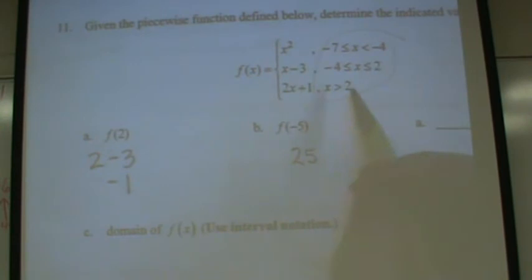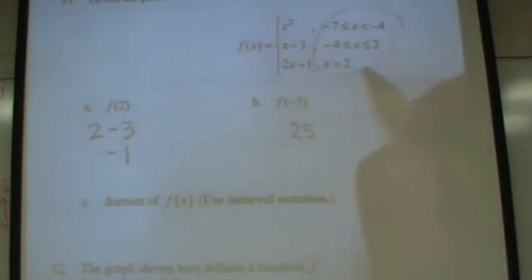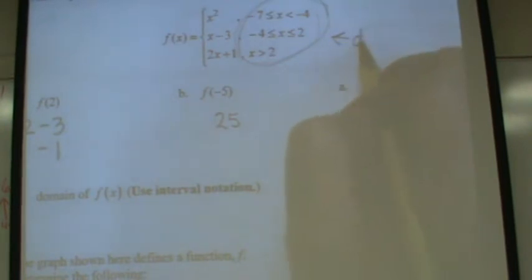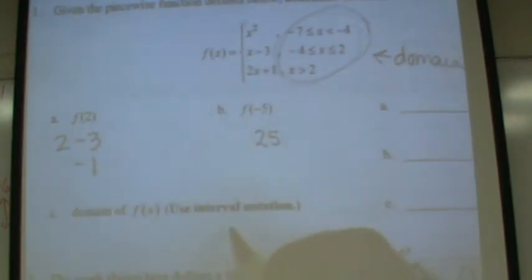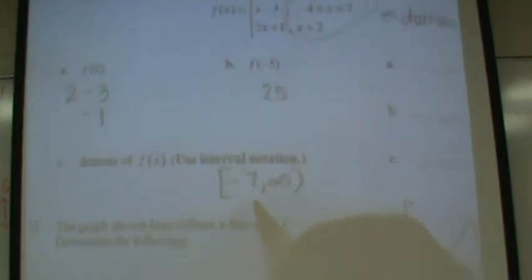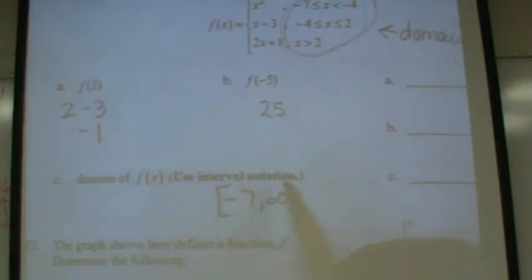Describe the domain of this. It's all of this. This is your domain, guys. So how would you say this short and sweet? It would be from -7 to infinity. And you would use a bracket at -7, because it's going from -7 to infinity.